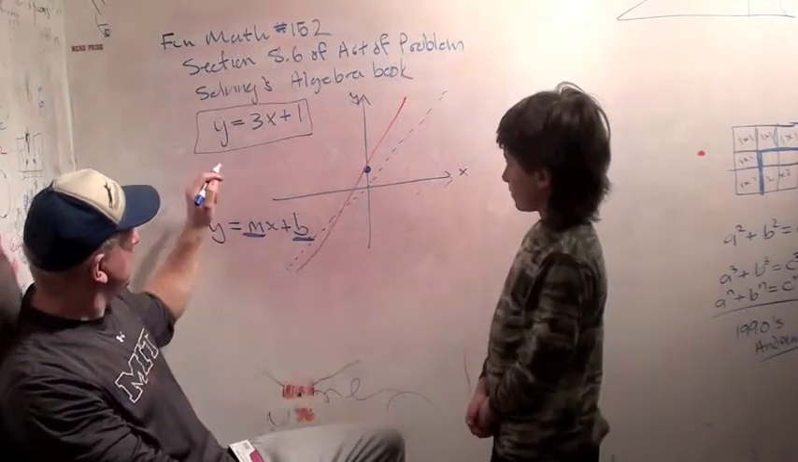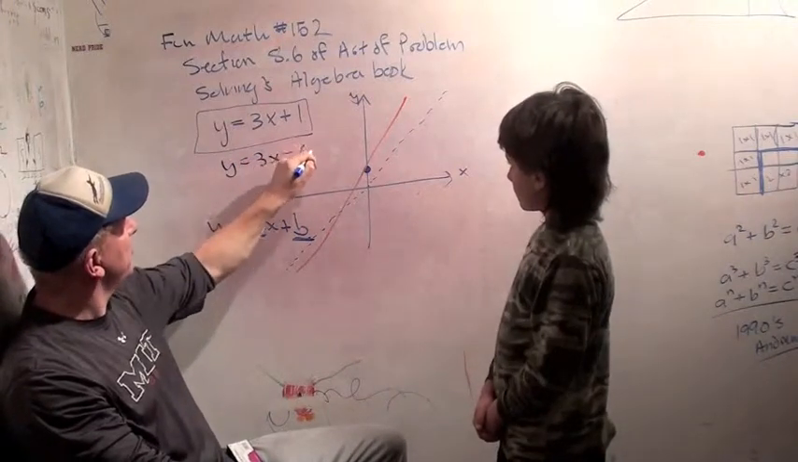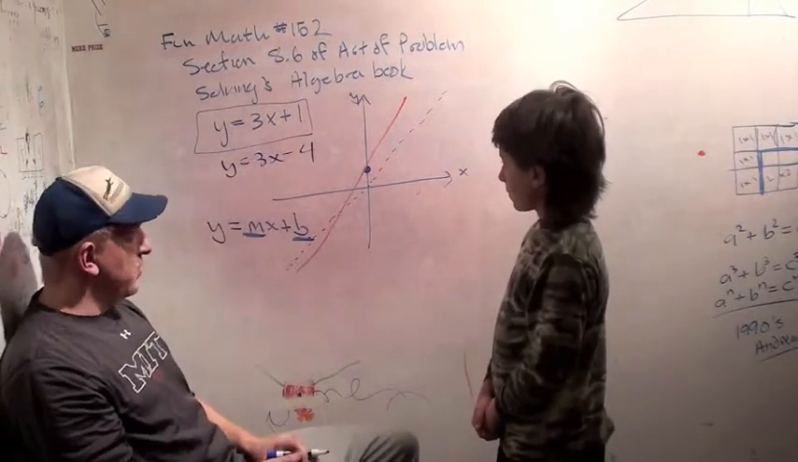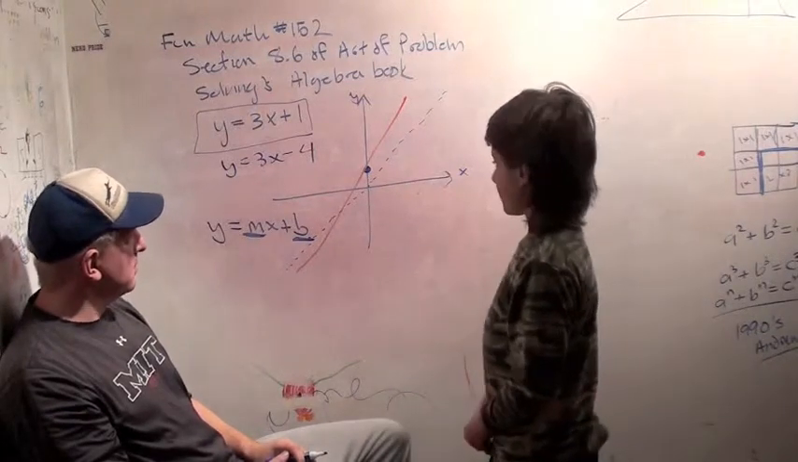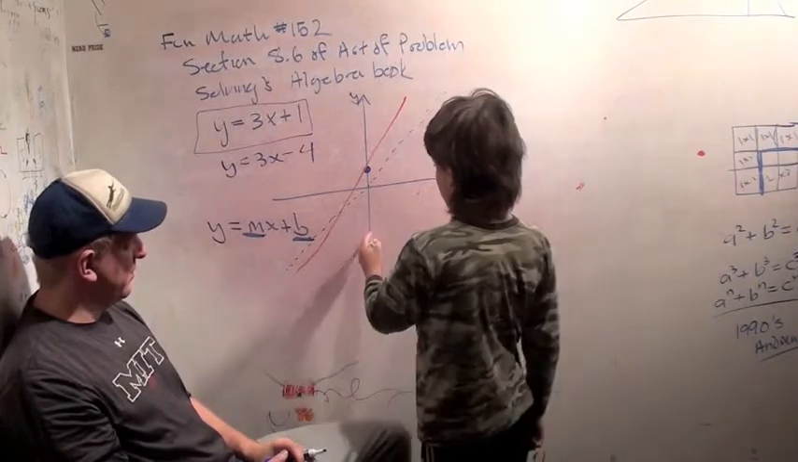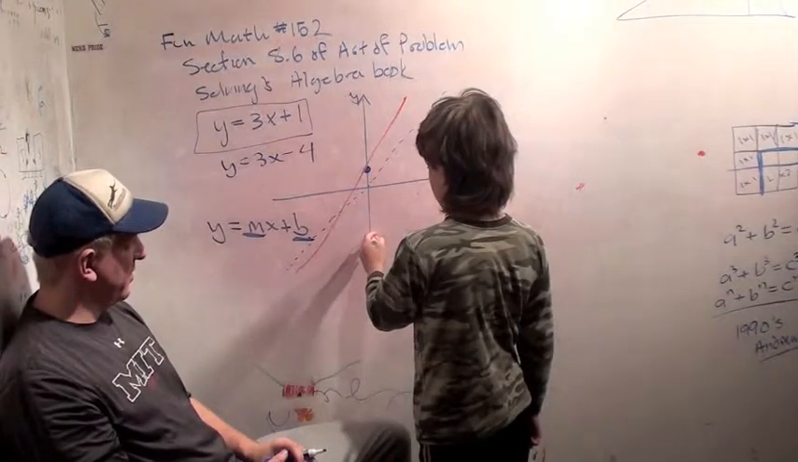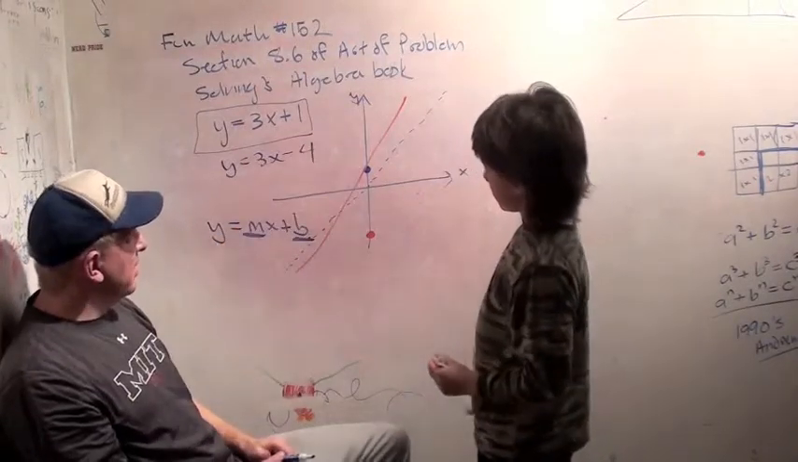So what if I change this line to be y equals 3x minus 4? What would that look like now? Well, now the y-intercept would be at minus 4. So where is that about? About right there. It's negative, and it's much more negative than 1. And it still has a slope of 3.